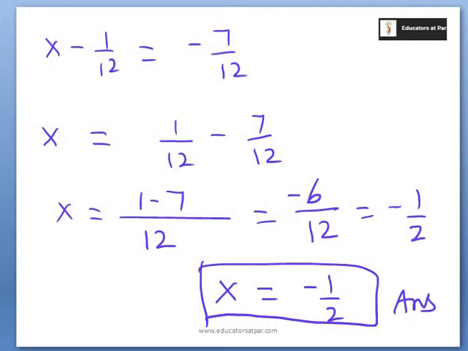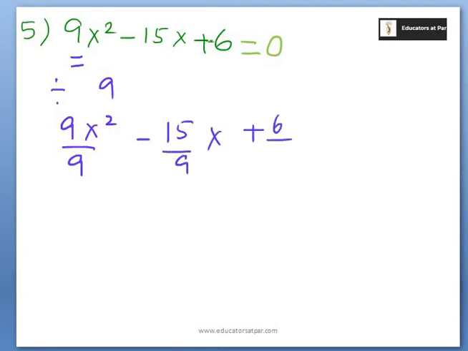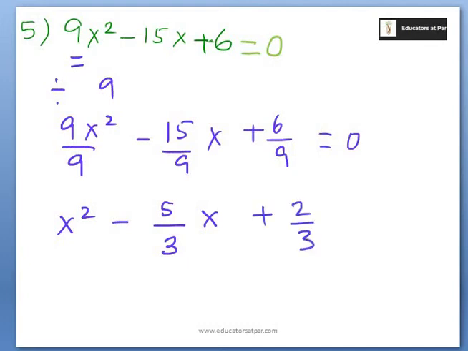Let's try to solve another problem, a little bit difficult one. Check the coefficient of x square, which is 9. Divide every term by 9: 9x square divided by 9 minus 15 by 9x plus 6 by 9. 9 divided by 9 is 1, so this is x square. In the 3 times table, 15 is 3 times 5, and 9 is 3 times 3, so this is 5 by 3x. 6 is 3 times 2 and 9 is 3 times 3, so 2 by 3.